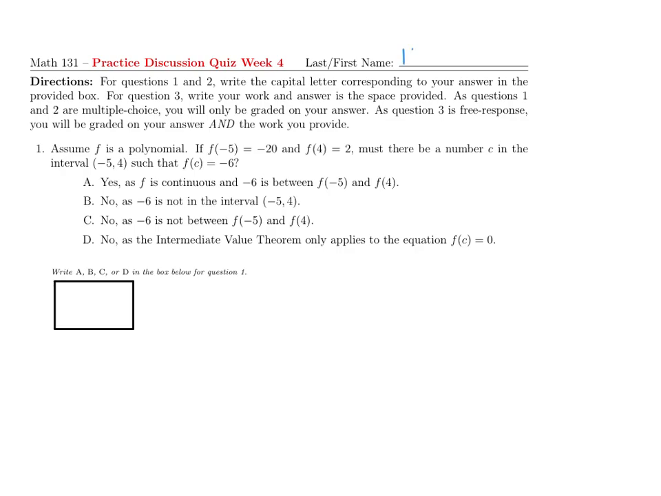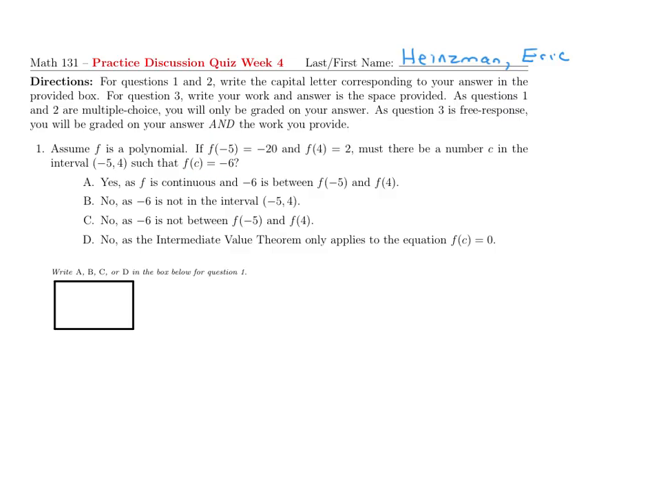Let's go over a couple of questions for this week's discussion quiz. As question 1 is multiple choice, we'll put the capital letter corresponding to our answer in this box here. Question 1 says, assume f is a polynomial. We know at -5 it's equal to -20, and at x is equal to 4, the polynomial is equal to 2. Must there be a number c falling between these two x values, such that when you evaluate the function at that number, the y value is -6?